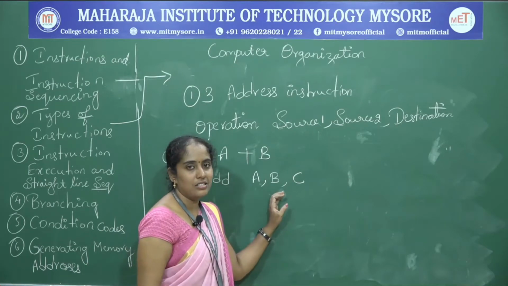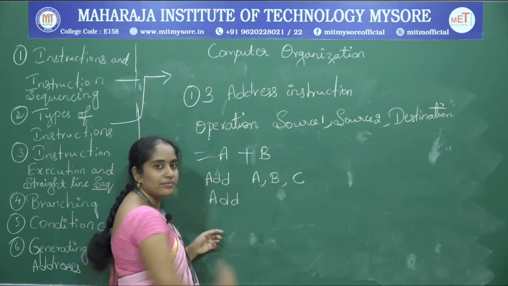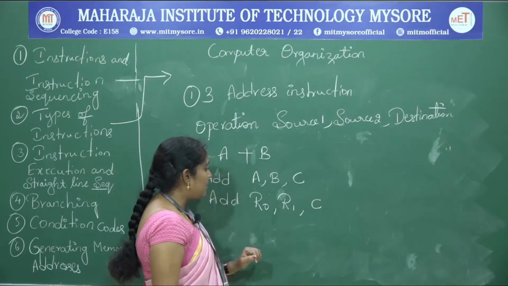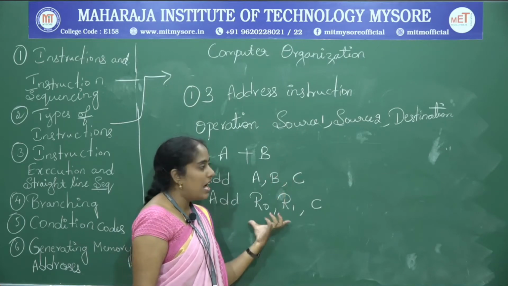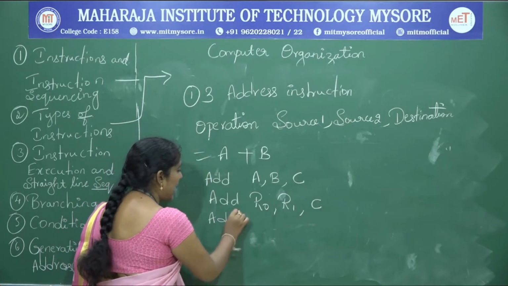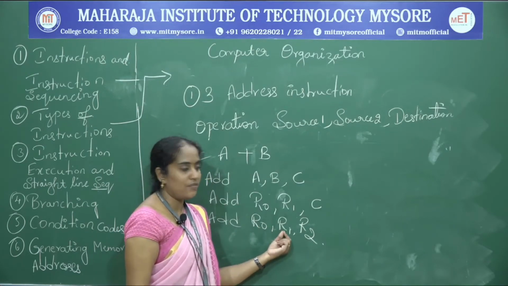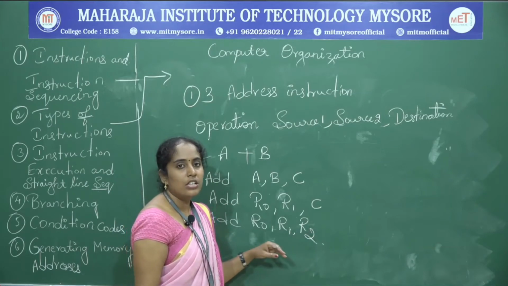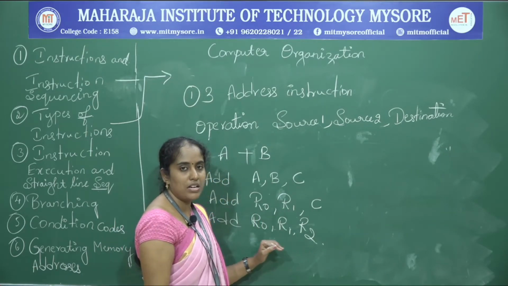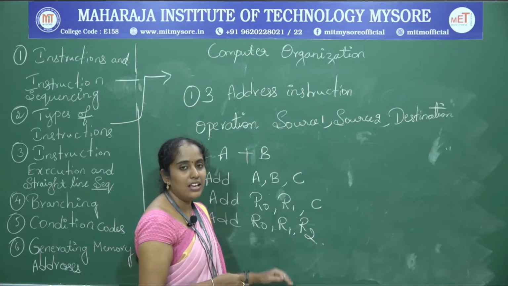We cannot directly write like this because you need to move the values into registers. So I can write it like this also: add R0 comma R1 comma C. In this example R0 contains the A value, R1 contains the B value, add these two and store the result in C. Or else add R0 comma R1 comma R2, which adds the R0 and R1 values and stores the result in R2. It contains only one line to add 2 numbers, but you cannot fit this into one word in the main memory. So for that reason we go with the second type.